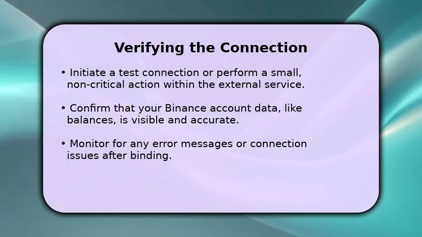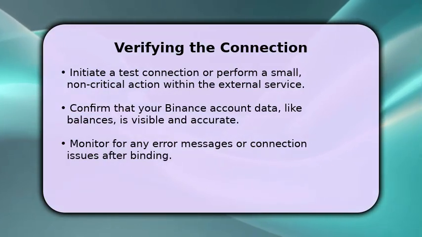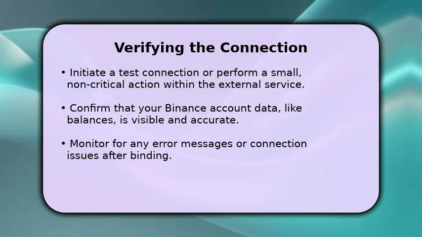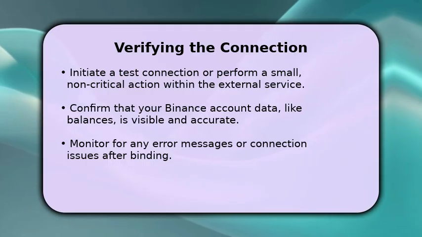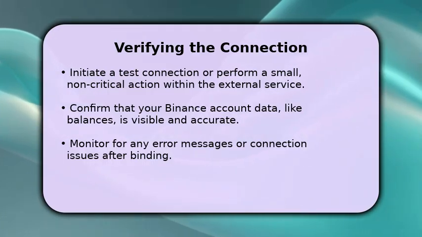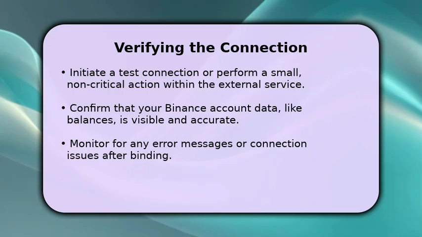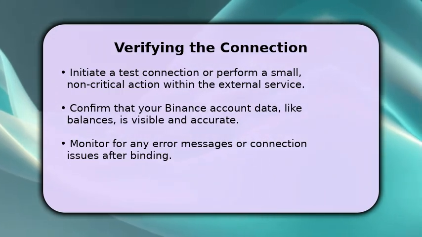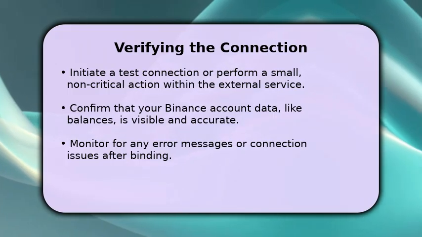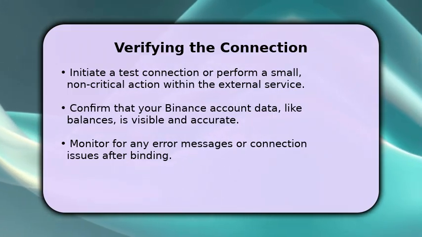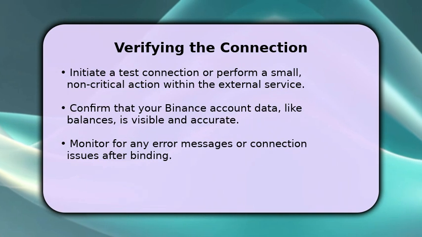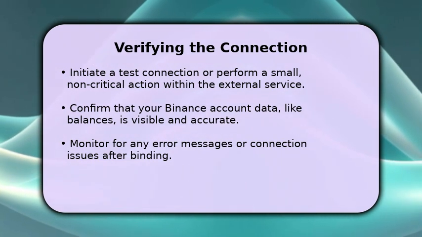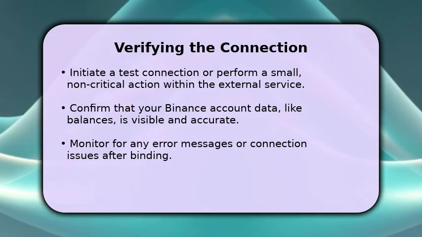Finally, it's time to verify that your Binance account is successfully bound. Most external services offer a test connection feature. If not, try a small, non-critical action like fetching your current balance. Confirm that your Binance account data, such as your available funds, is accurately displayed within the external service. If you encounter any error messages, recheck your API key and permissions. A successful connection means you're ready to proceed with your automated tasks.